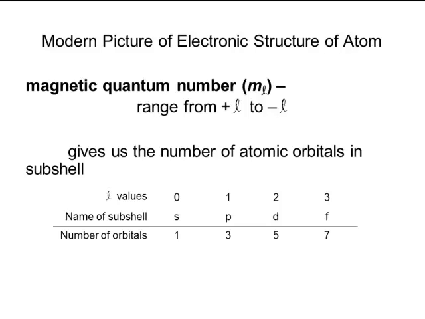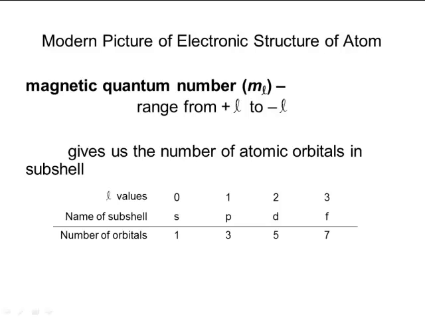L equals 2, that's a D subshell. A D subshell is going to have 5 orbitals in it: plus 2, plus 1, 0, minus 1, minus 2. There's 5 different numbers that we could set up there. If L equals 3, it's going to be an F subshell. There's going to be 7 possibilities there: plus 3, plus 2, plus 1, 0, minus 1, minus 2, minus 3. There's 7 m sub L values there. So m sub L tells us the number of atomic orbitals.